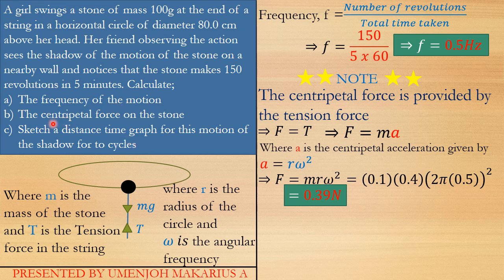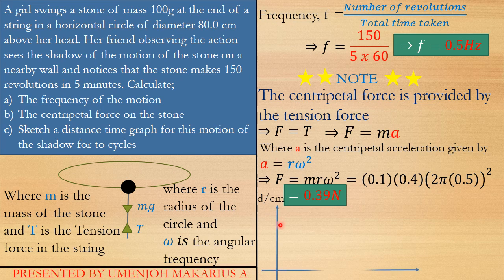Now the next part wants us to sketch a distance time graph for the motion of the shadow for 2 complete circles. All right, so friends, let's have our vertical axis. We are going to call that the distance in centimeters, since the distances in this case have been measured in centimeters. Don't be a robot to put meters, though if you put meters, the beginners will not get mad at you. But it's also important to appreciate the sense of the question.